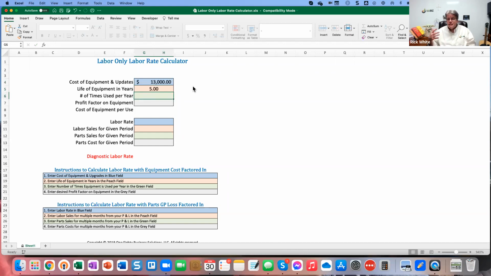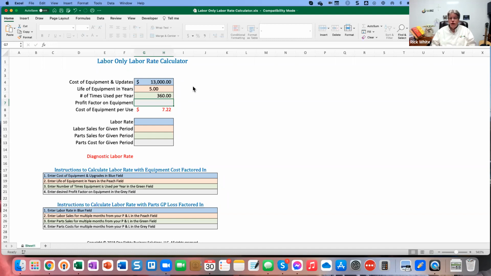How many times a month would you use the piece of equipment, roughly? 25, 30? Give me one. You want to do 25 or 30? 30. Okay, 30 times a month is going to be 360 times a year. So now, based on that, you should be charging $7.22, and that's just to cover the cost.